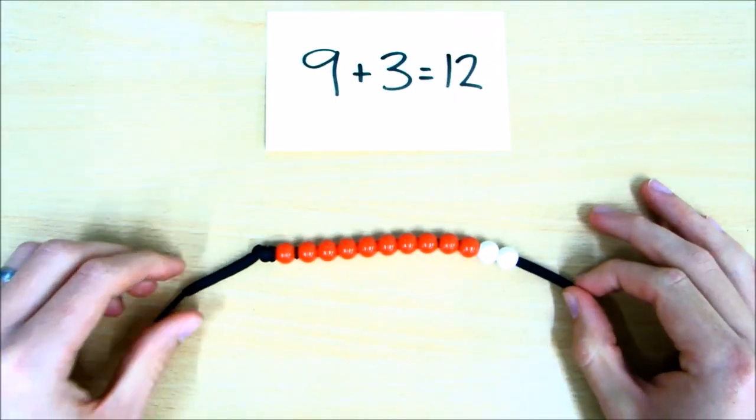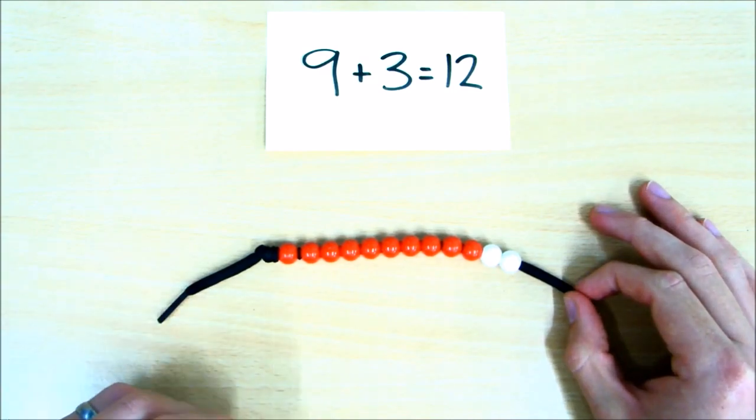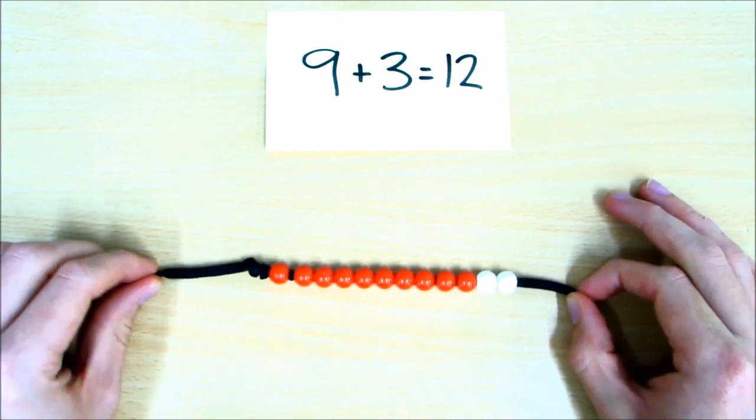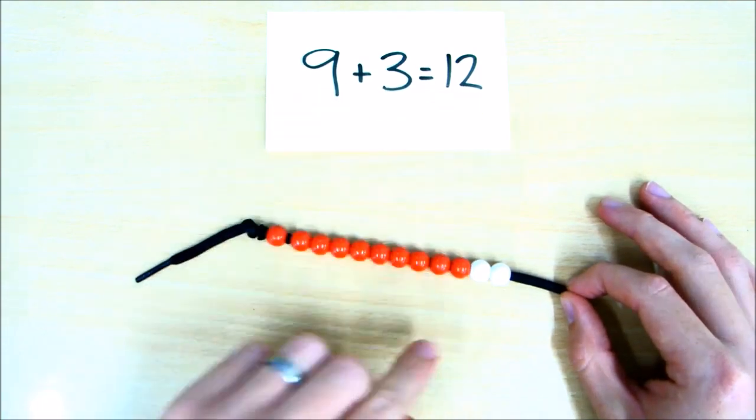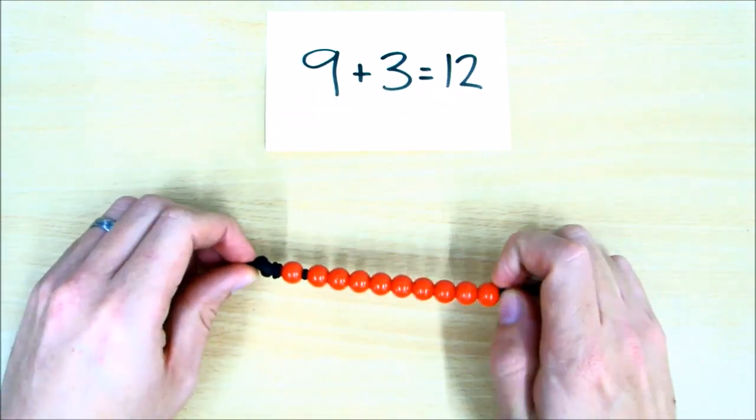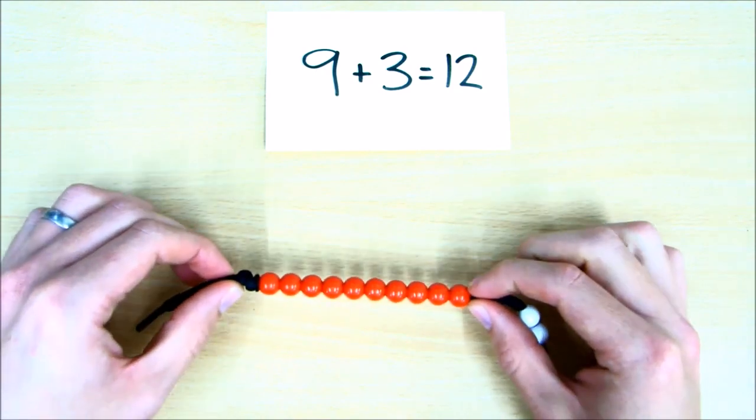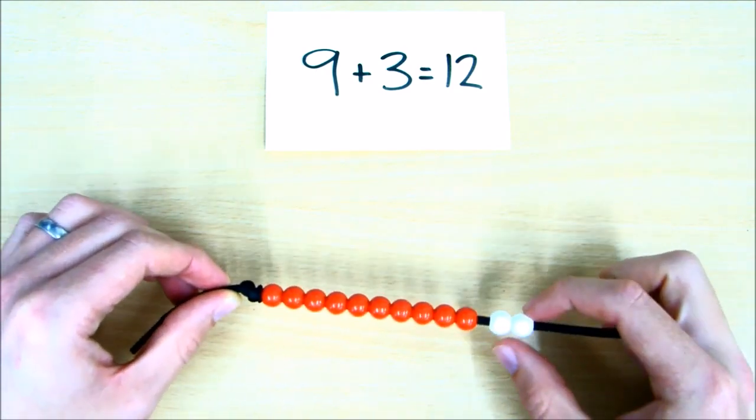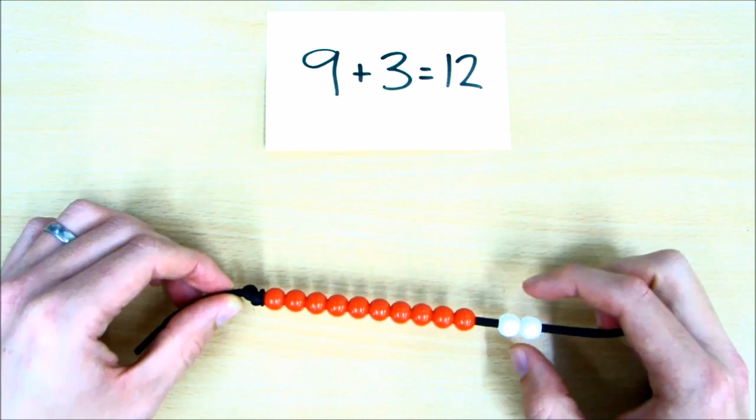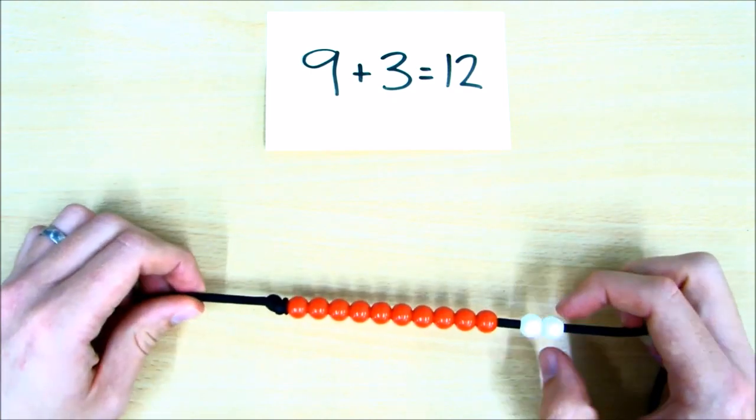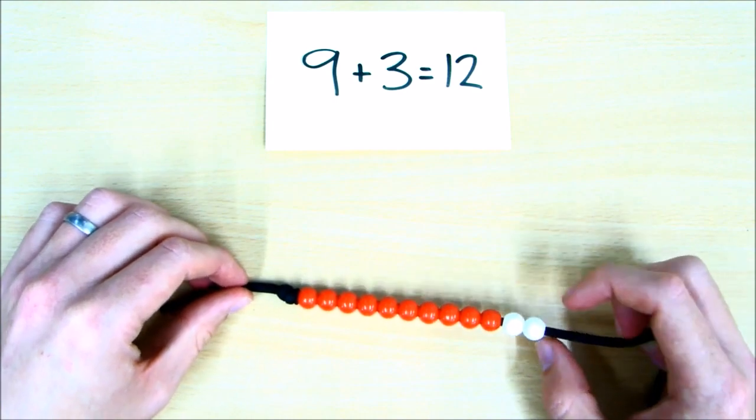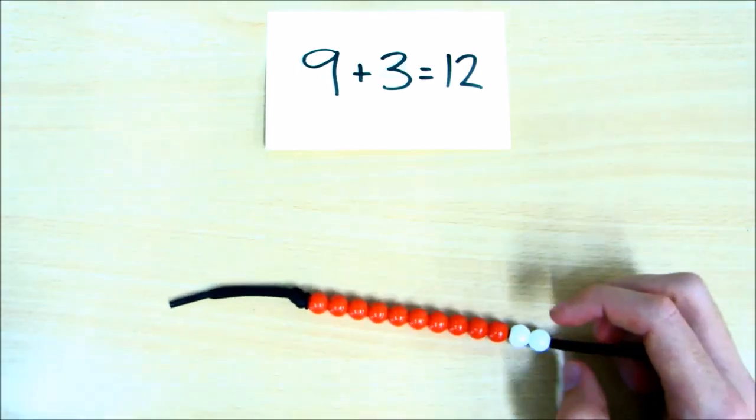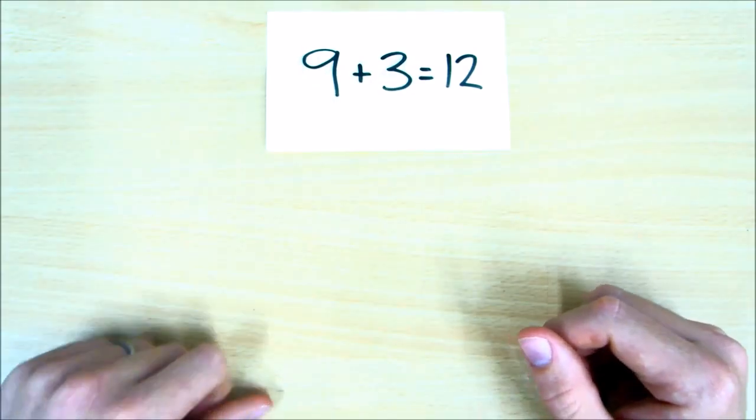Now, bead strings are fantastic, much in the same way as a tens frame. They allow us to visualize tens and units, because the number 12 is made up of 1 ten and 2 units, because you can see this here. The red beads indicate one group of 10, and the white beads indicate a second group. And in this case, that is our units, and that is one group of 10 and 2 units, which is 12.